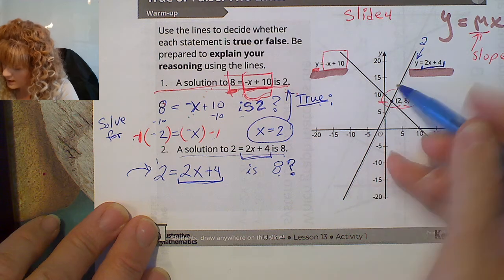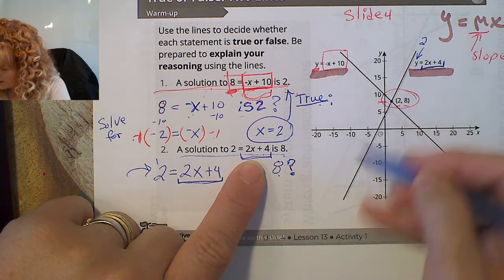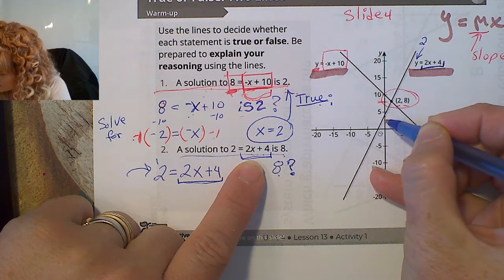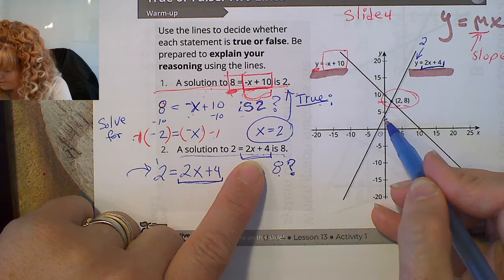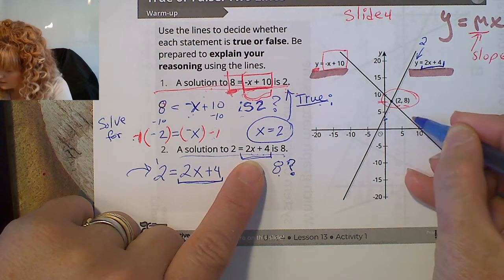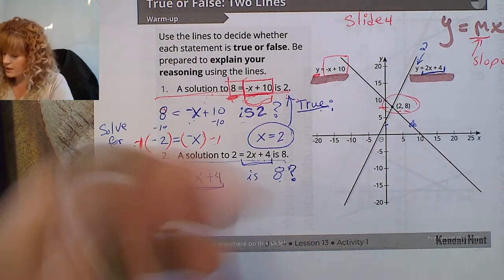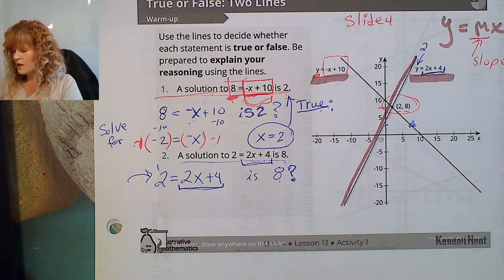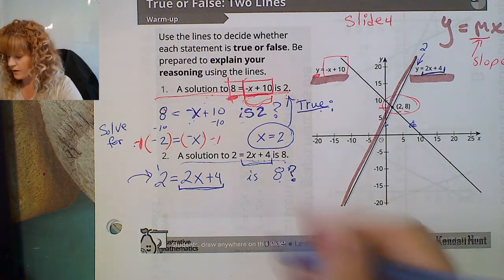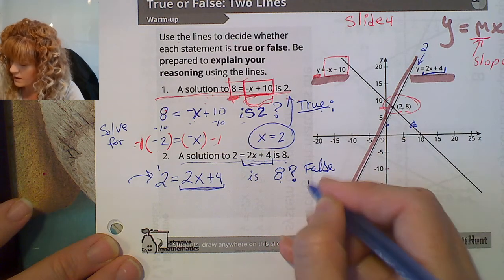Or I can look at the line, 2x plus 4 at y equals 2. 1, 2, x equals 8? No, x equals 8 is over here. Looks like that's a point on the other line, not this line. Make sure you're looking at the correct line. I'm going to highlight it right here. So I say no, false, because it's not on the line.